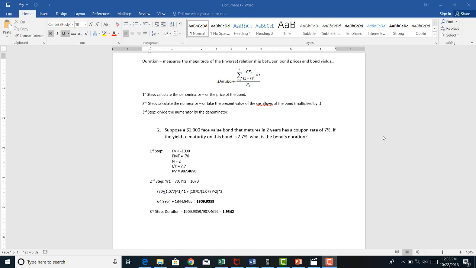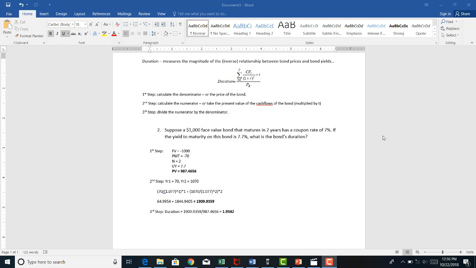Here's the second duration problem that we just worked. We've already got a solution. And in this short video, what I want to do is introduce a new concept called modified duration. As I've discussed previously, duration is measuring the magnitude of the inverse relationship between bond prices and bond yields. I've given you the formula for that.